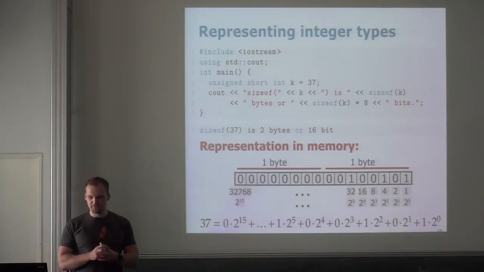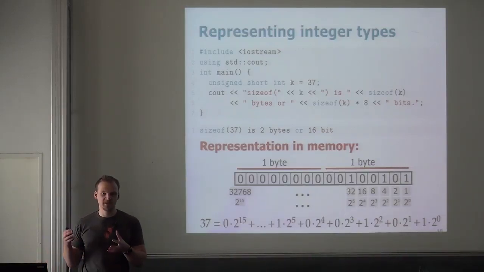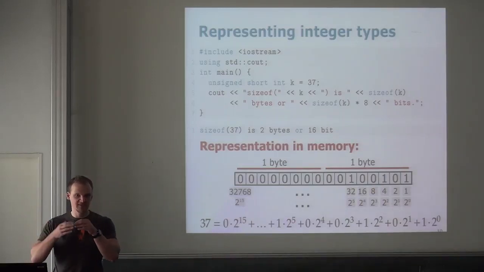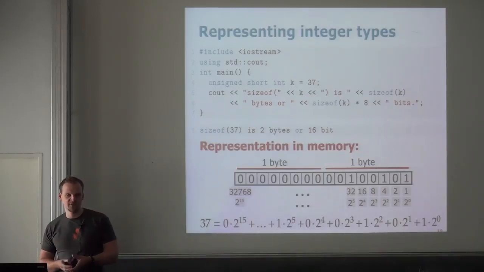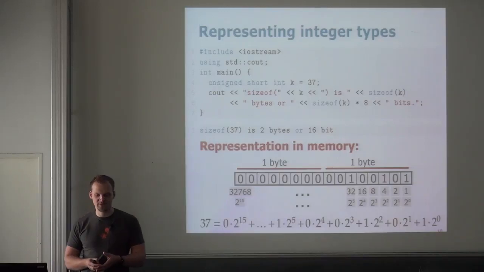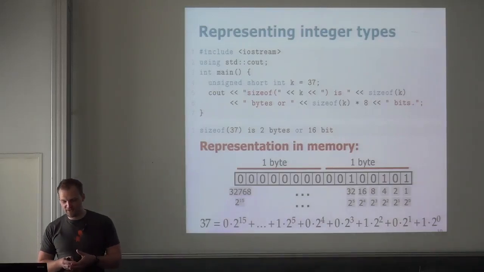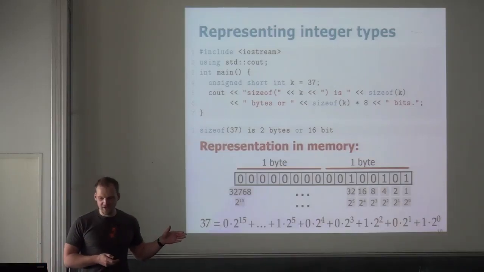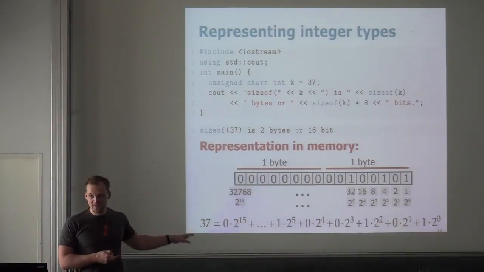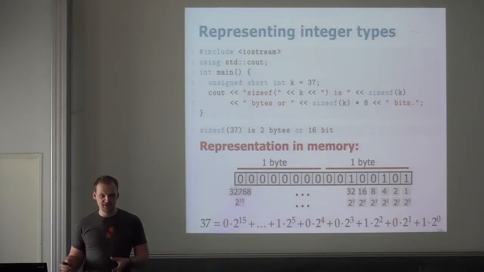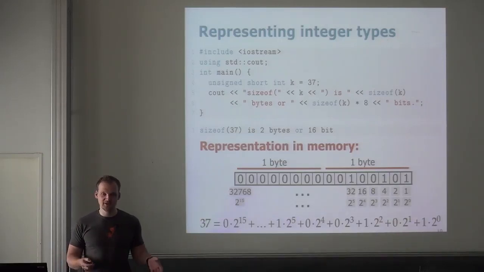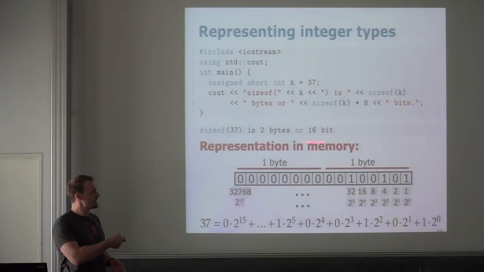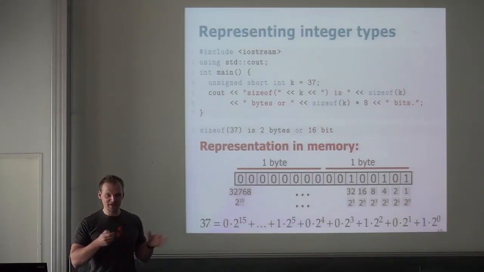Good. So now we're getting into representing things in memory. How can a string of ones and zeros become a useful integer, say, I don't know, 37, for example? First of all, in this small example, I will not work with an integer itself, but with a short integer. A short integer is twice as short as a typical integer. It's just 2 bytes, or 16 bits.